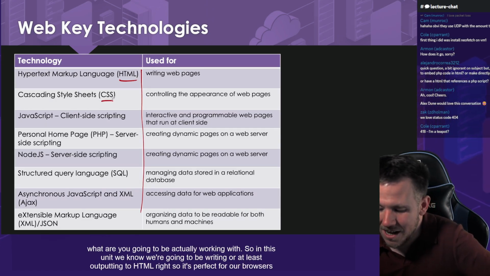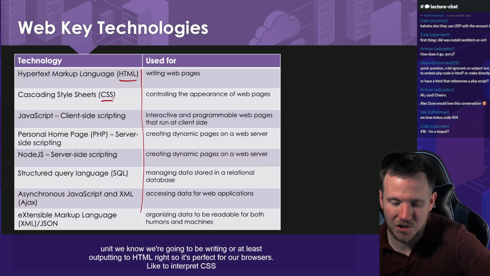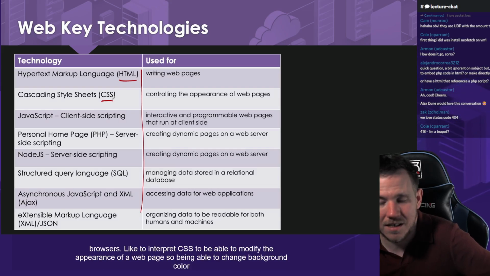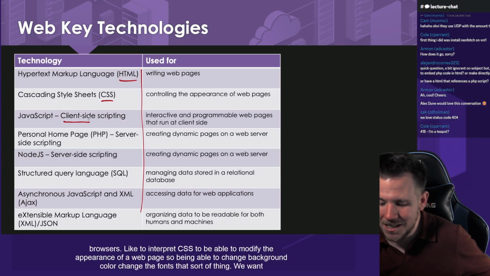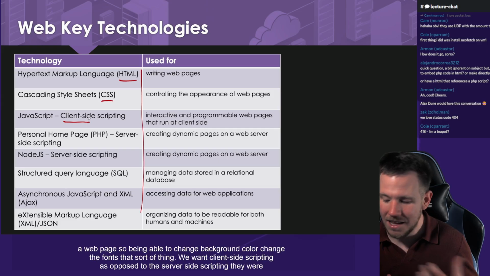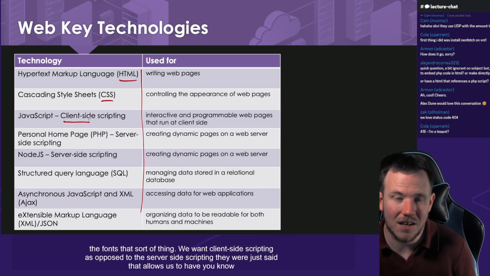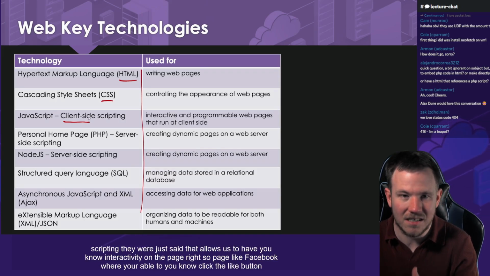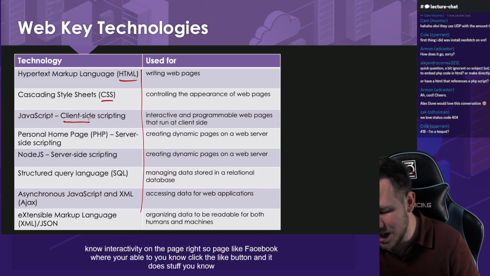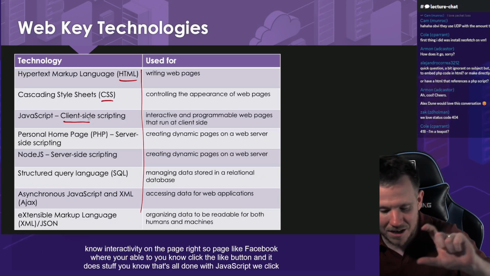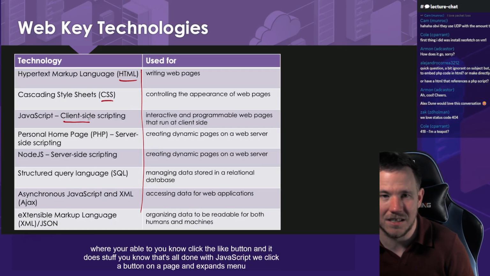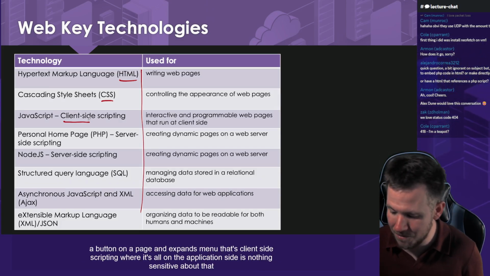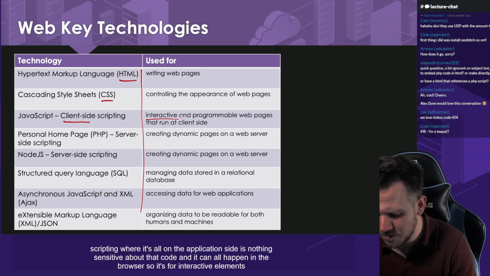Our browsers like to interpret CSS to be able to modify the appearance of a web page, so being able to change the background color, change the fonts, that sort of thing. We want client-side scripting, as opposed to the server-side scripting that we just said. That allows us to have interactability on the page, right? So a page like Facebook where you're able to click the like button and it does stuff, that's all done with JavaScript. We click a button on a page and it expands a menu. That's client-side scripting, where it's all on the application side. There's nothing sensitive about that code and it can all happen in the browser. So it's for interactive elements of our pages.